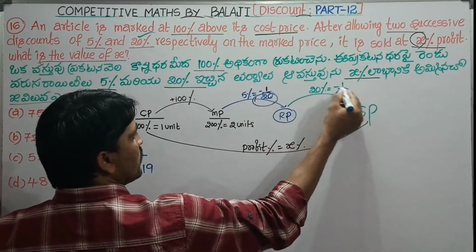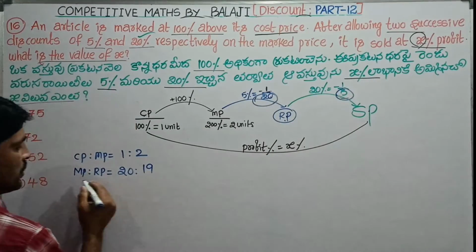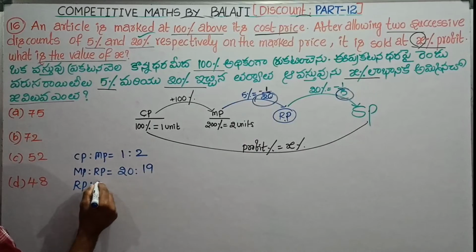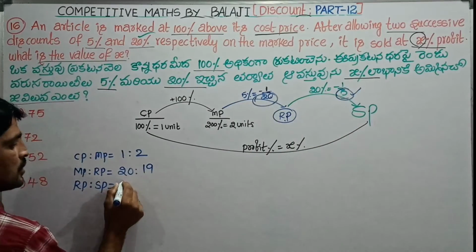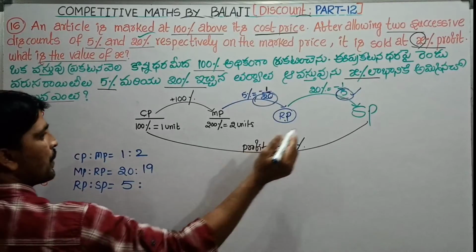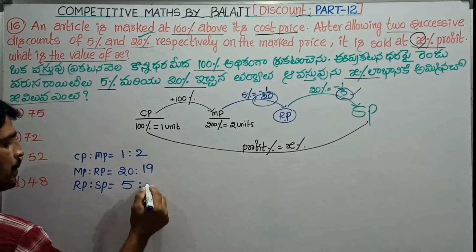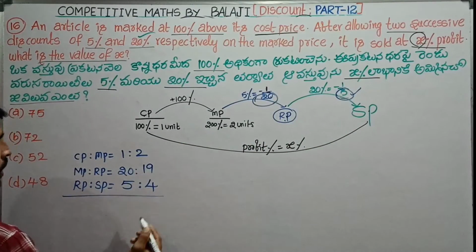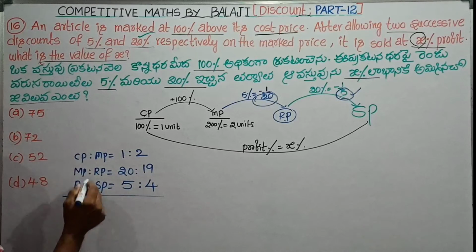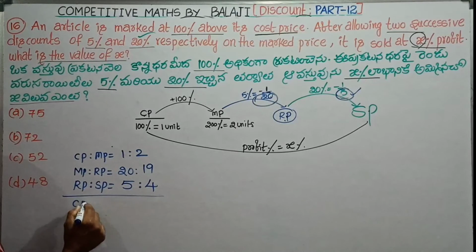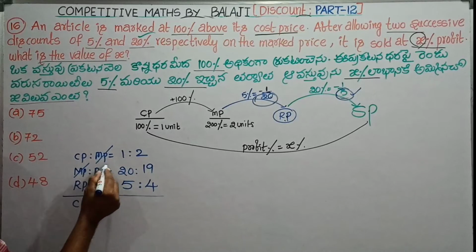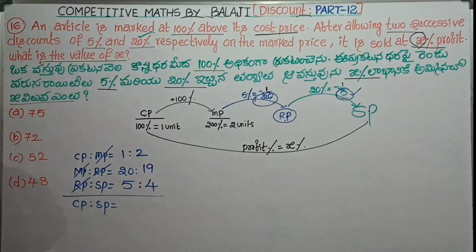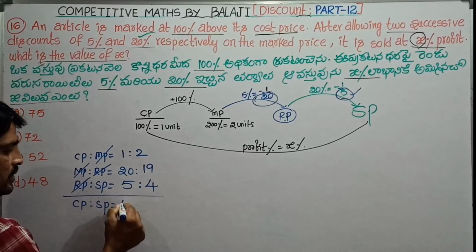And again consider reduced price to selling price ratio. If reduced price is 5 units, selling price is 1 unit less than the reduced price, that is 4 units. Net effective ratio of these three ratios is cost price to selling price, because market price to market price, reduced price to reduced price gets cancelled.